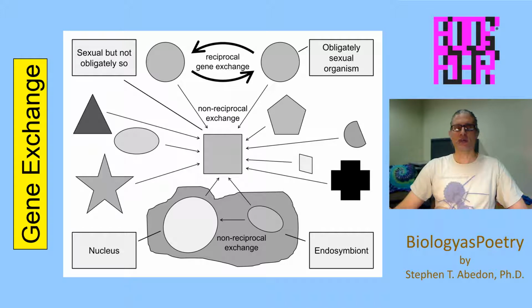Shown here is a general summary of mechanisms of gene exchange as they occur both in microbial and macrobial populations. So the one we're most familiar with is this reciprocal gene exchange that occurs in association with obligately sexual organisms such as ourselves. So this is associated with meiosis and fertilization.